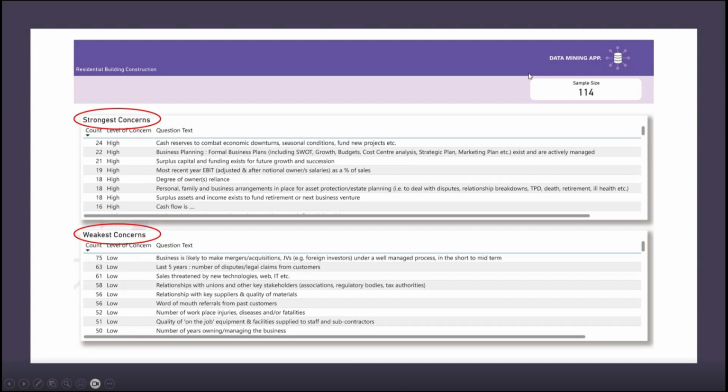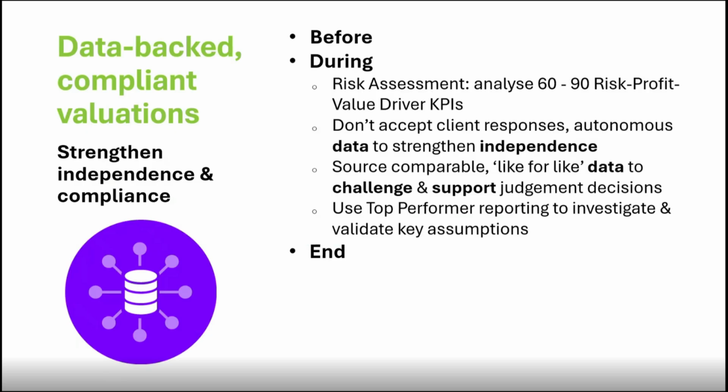And you can see here, the report also looks at the key concerns, strongest concerns, and weakest concerns. So if you're doing a due diligence on a business and you look at this data, you know what to look for before you start your valuation. And that's really important because that, again, protects the integrity of your valuation. So that's just some examples of the data available that you can access to deliver compliant valuations.